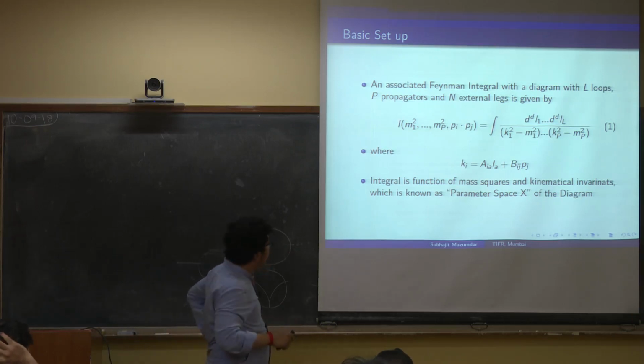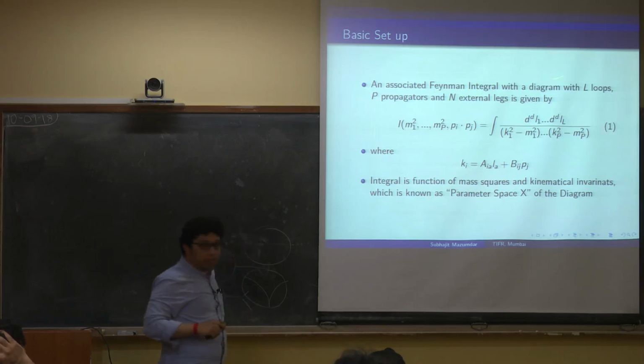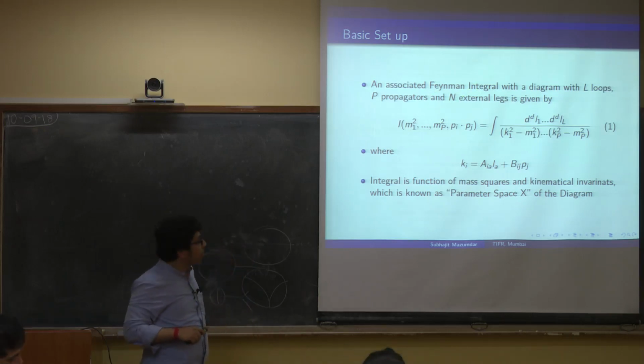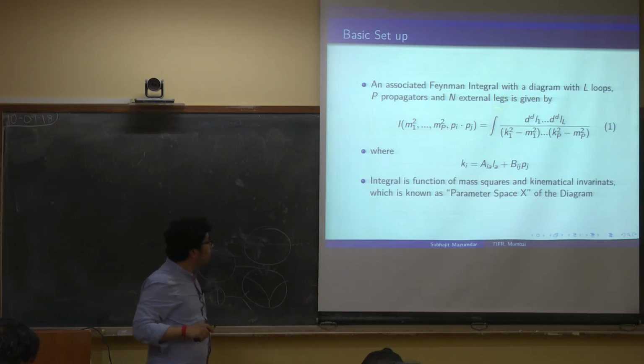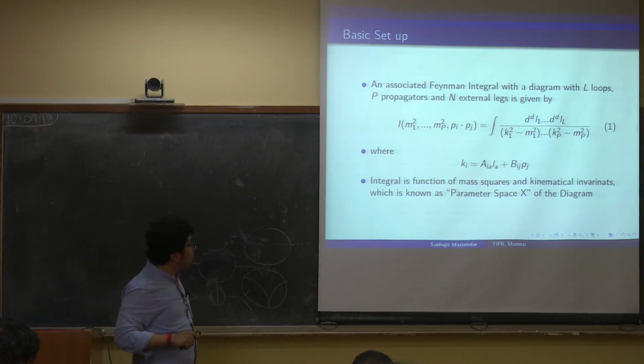So, let us consider a Feynman integral associated with a diagram with L loops, P propagators and N external legs. As I said, it will be a function of the mass squares and the kinematical invariants built out of the external momenta, and the integral will look like this, where K is defined like this, a linear combination of the loop momenta and the external momenta. This will be the parameter space, namely the X of this diagram.